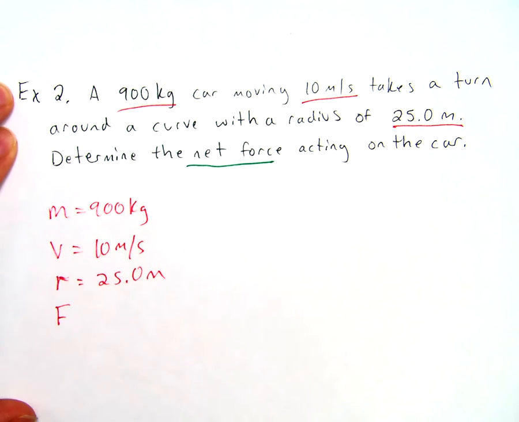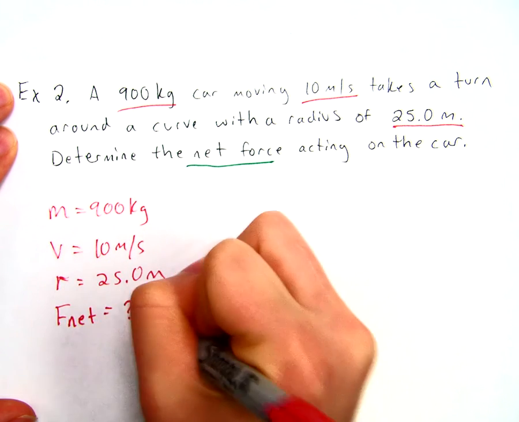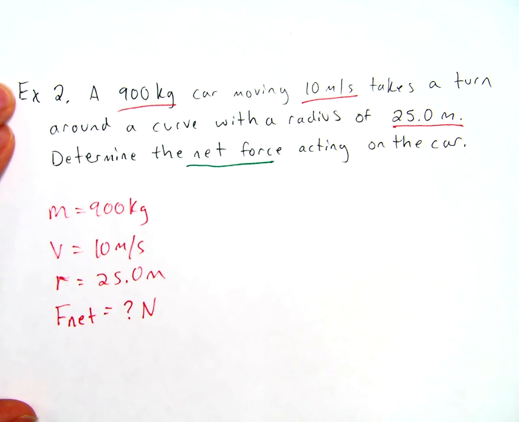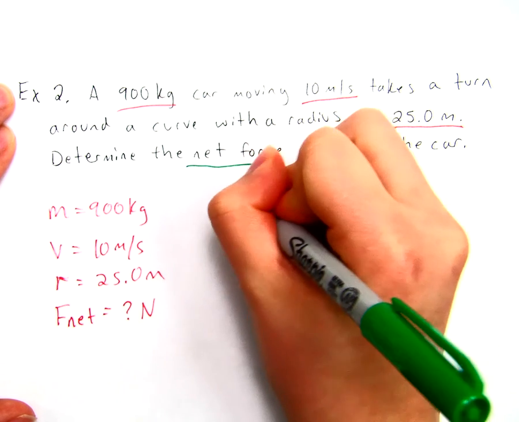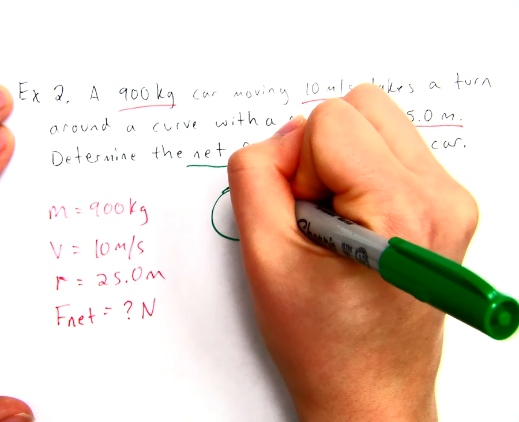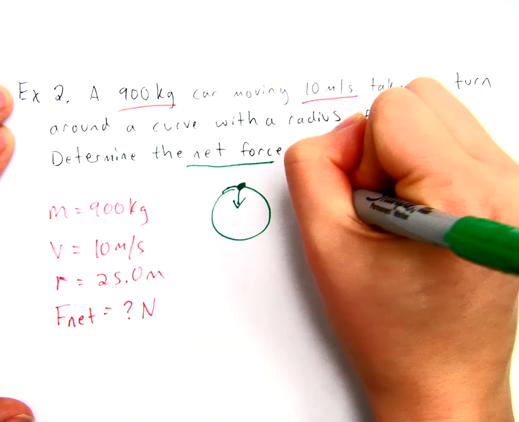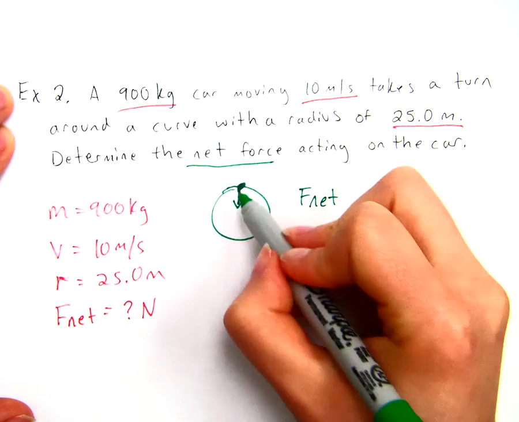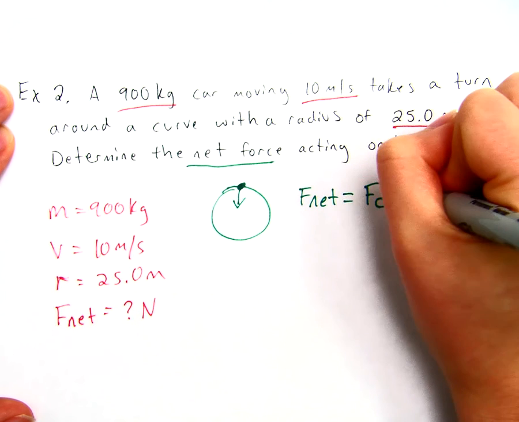We're looking for F net, so we'll do this for now. F net equals something we don't know yet, but we do know that the units are newtons. So think about a car moving in a circle. Which direction is this force going to be pointing? Well, we know our acceleration is towards the center, which means our force also has to be towards the center. So when we say F net for a circular moving problem, it's the same thing as saying, what's F of C?